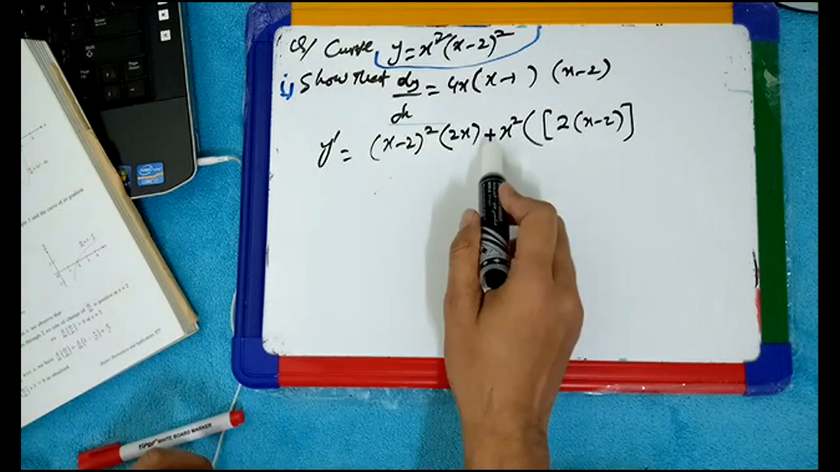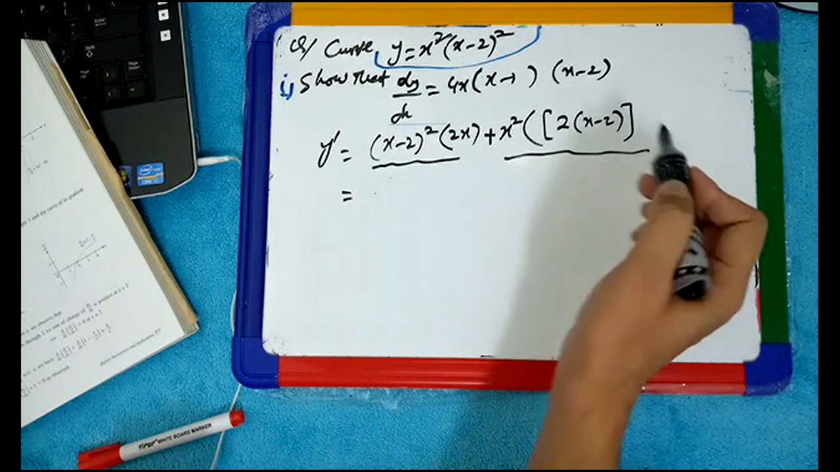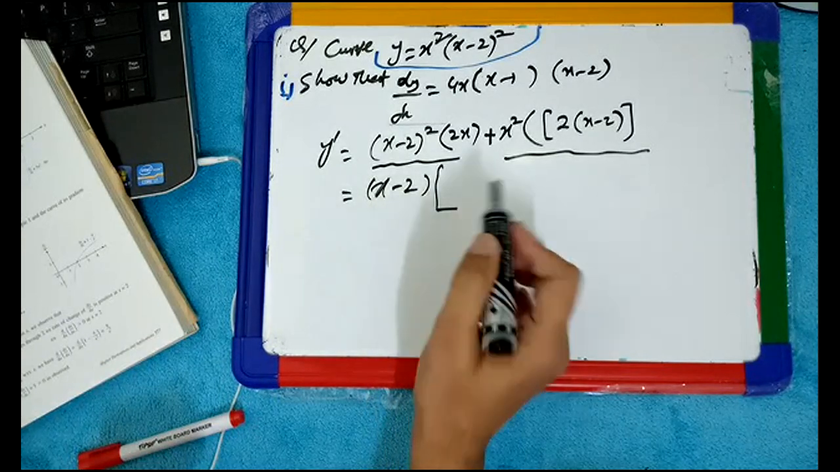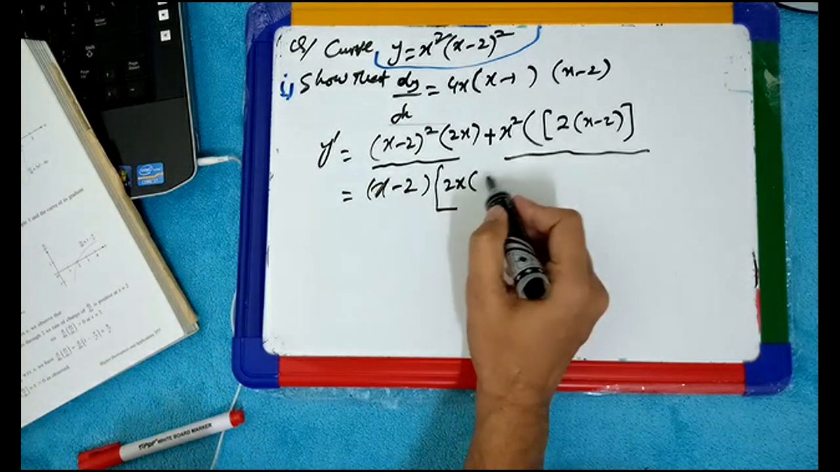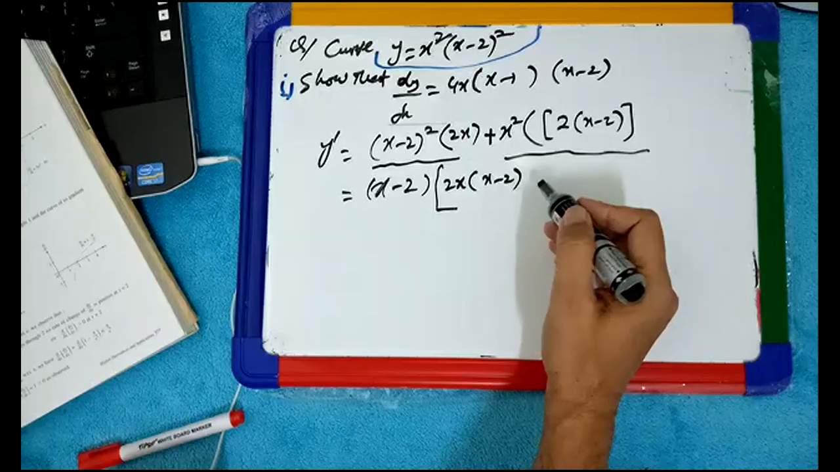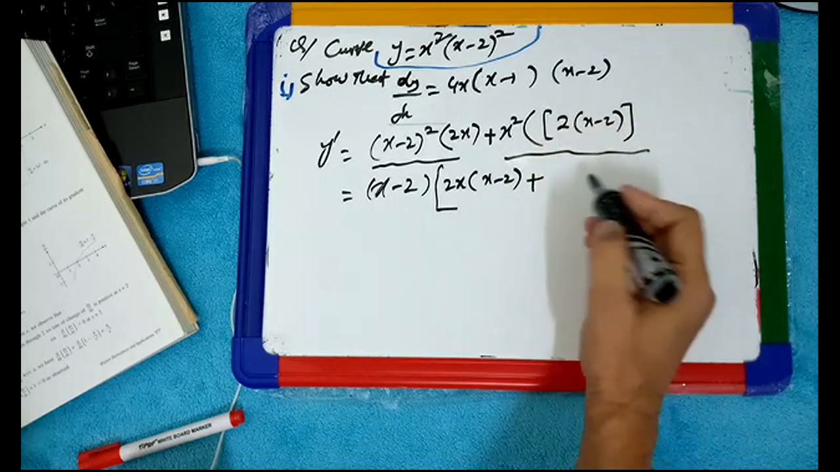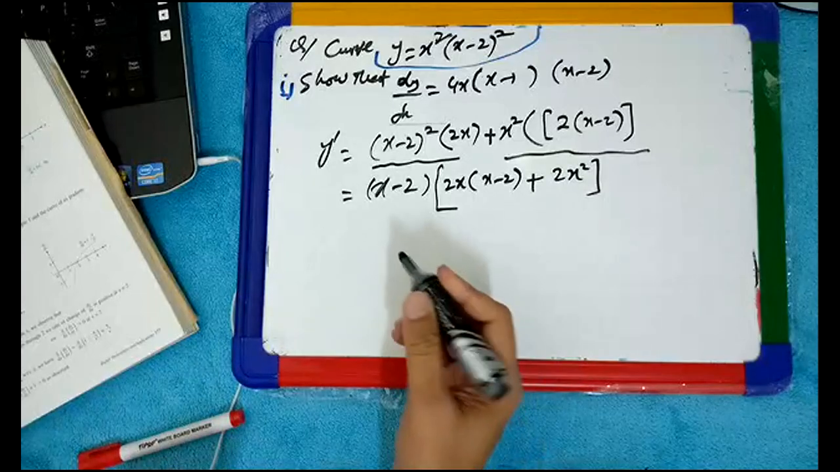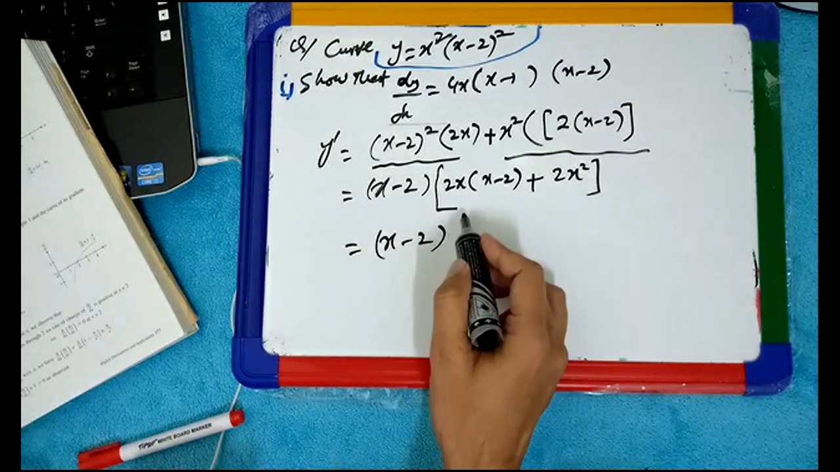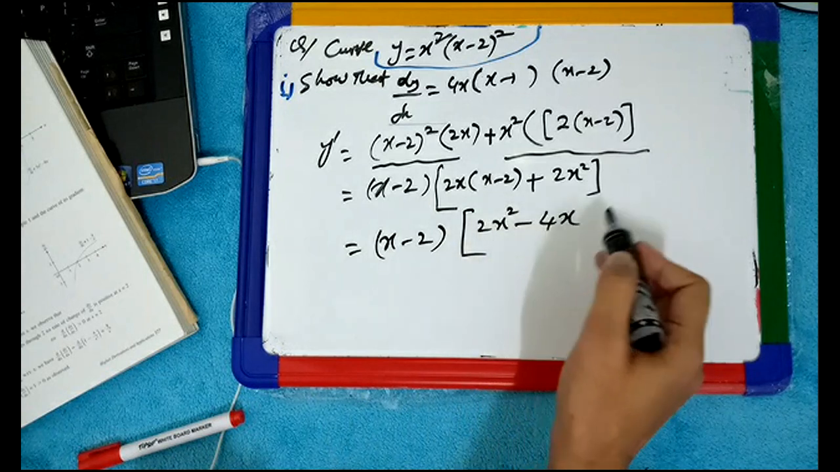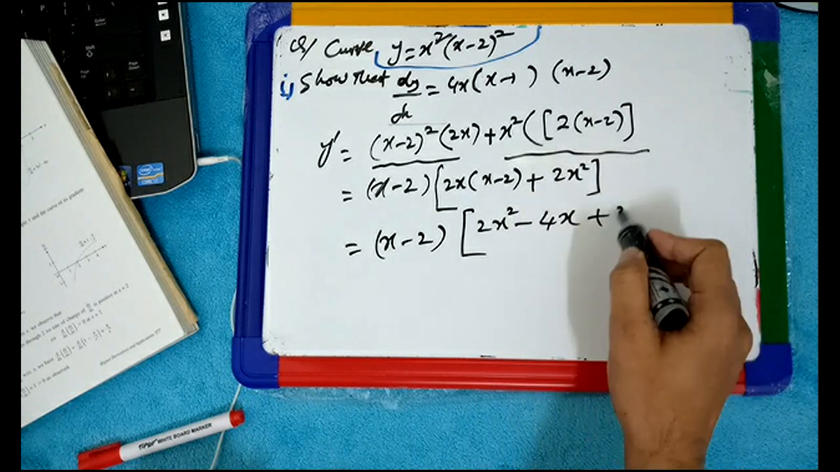Next thing is, from this and from this, what is the common thing? X minus 2 is common, right? But here this has power 2. So what will I take? 2x and x minus 2. One power is remaining of this one. Remember, that's what I want to say. And then from here only 2x square is remaining. Are you getting my point? Yes, got it. Okay, now next thing is x minus 2. And now multiply. 2x into x is 2x square, and then minus 4x plus 2x square. Now, can you help me?